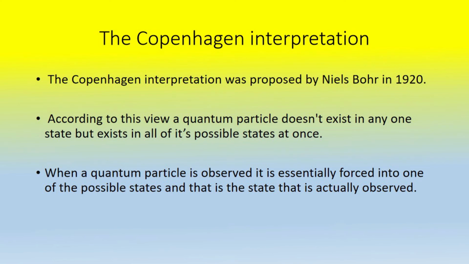The Copenhagen interpretation was proposed by Niels Bohr in 1920. According to this view, a quantum particle doesn't exist in any one state, but exists in all its possible states at once. When a quantum particle is observed, it is essentially forced into one of the possible states, and that is the state that is actually observed.